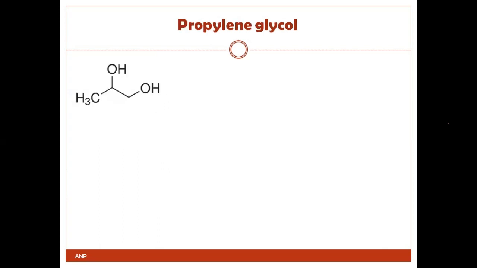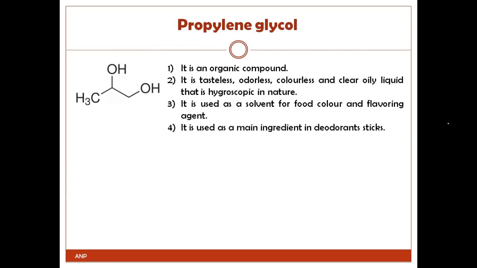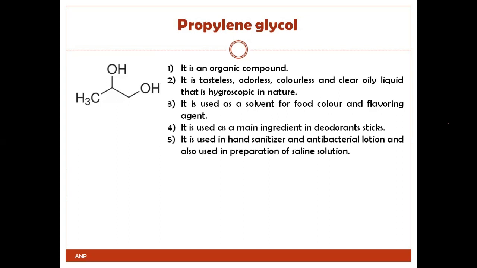And the last alcohol, propylene glycol. Propylene glycol is a tasteless, odorless, colorless, and clear oily liquid that is hygroscopic in nature. It is used as a solvent for food color and flavoring agent, used as a main ingredient in deodorant sticks. It is used in hand sanitizer and antibacterial lotion and also used in the preparation of saline solution.